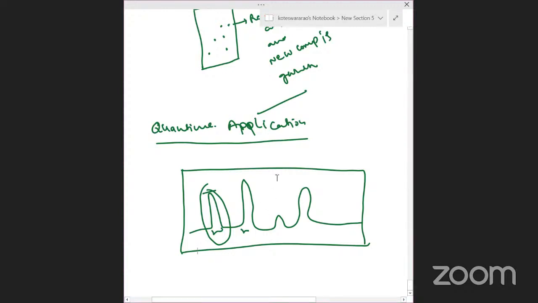Next, analysis based on the peak height. The height of the chromatographic peak is obtained. Look here, I have given the spectra. This is the chromatograph. This peak indicates one component, one compound.